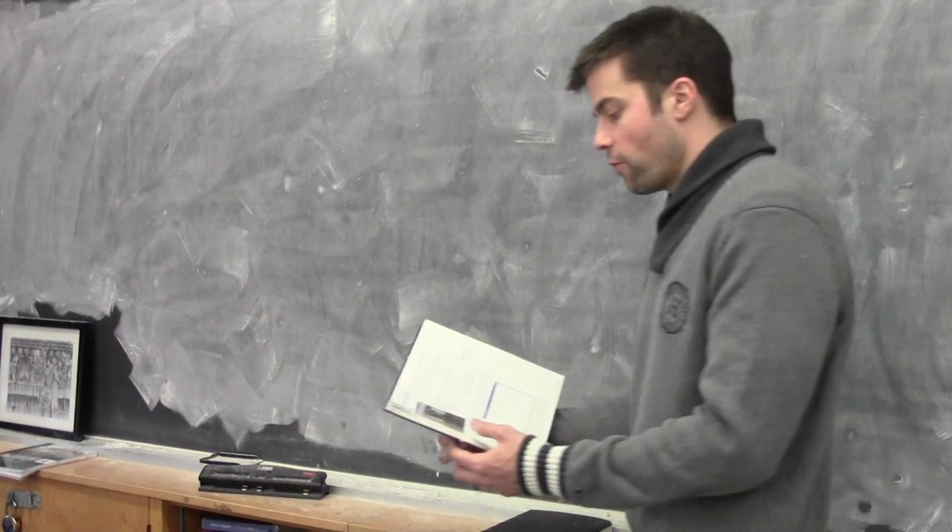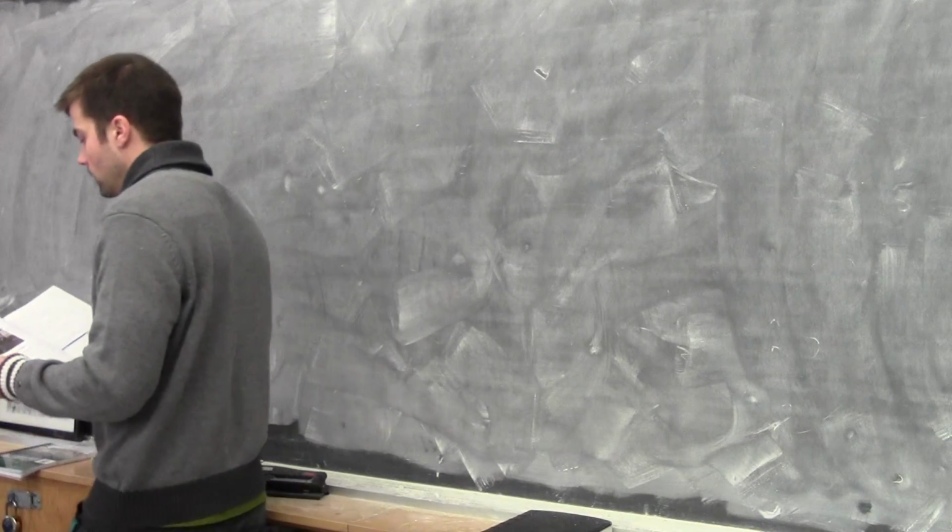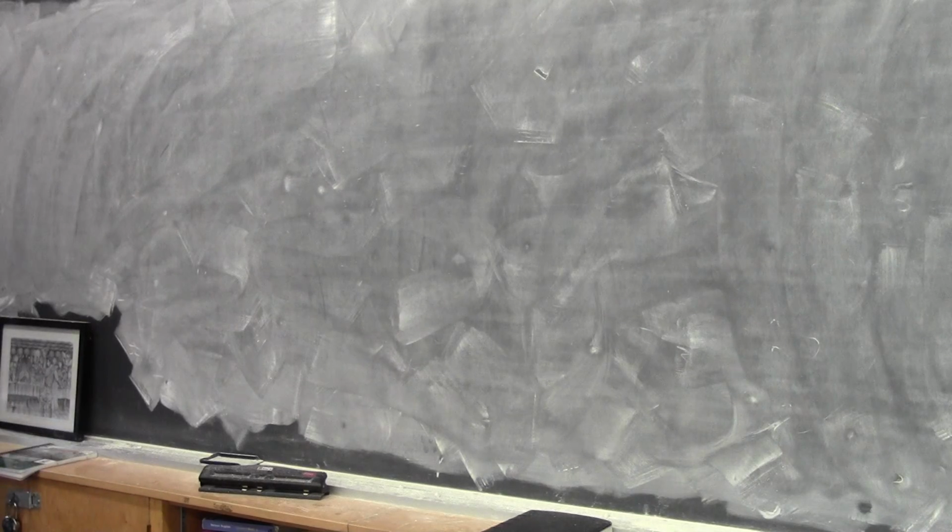Okay, this is section 2.4 in your textbook, page 92. Equation for a circle. We'd like to read the little blurb.